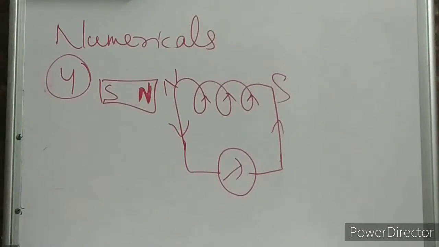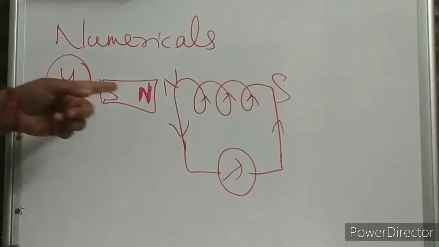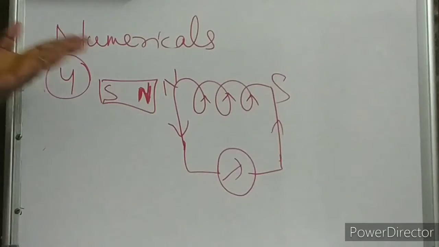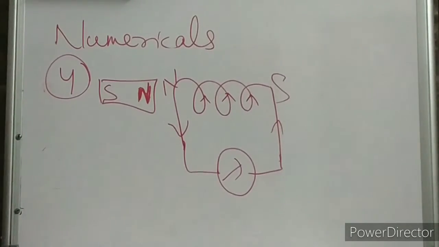The question is: in what direction is the magnet moving? You have to find out in what direction your magnet is moving, like this or like this. Please think. This is an easy one. You can apply any rule here.